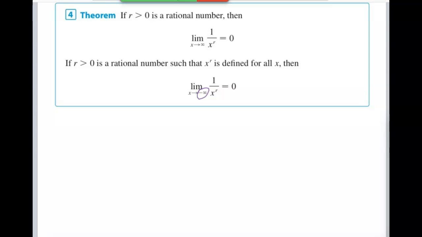All right, give me a green check when you're good to go, and we'll move on to what I would consider the most important examples. So we're going to learn how to manipulate these algebraically.